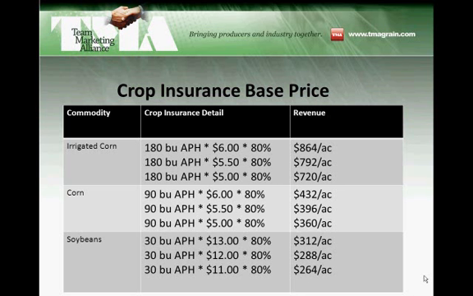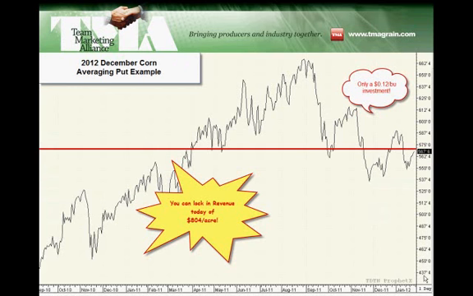But the key to this picture is that from today going forward, if we see that base price go lower, you're only going to be able to lock in $720 an acre of revenue if we drop down to $5. That's only 65 to 70 cents lower than where we're at today. That's a move that can happen very easily within 1 week. And the story is the same for each of the other commodities as we go lower.